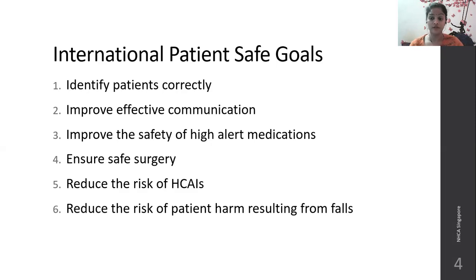Reduce the risk of patient harm resulting from falls. Check which patients are prone to falls: patients who have a previous history of falls, who are on some medication, alcohol consumption, who have vertigo issues or gait or balance issues, and altered mental status. These are the patients who are at risk of falls, so make sure you observe these patients carefully when they are admitted.